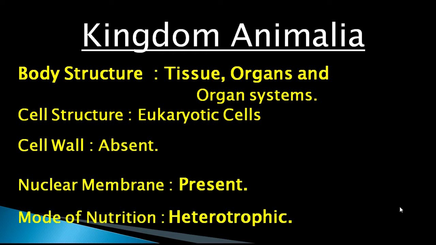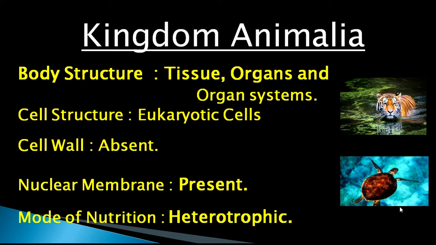Mode of nutrition is heterotrophic. Example: all the animals, higher class animals and lower class animals, are classified under Kingdom Animalia or Animal Kingdom.